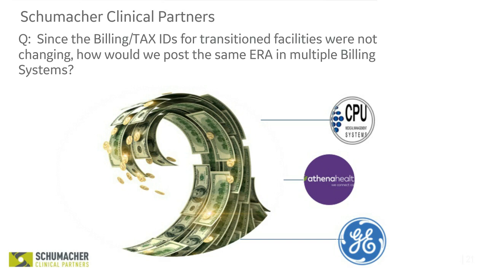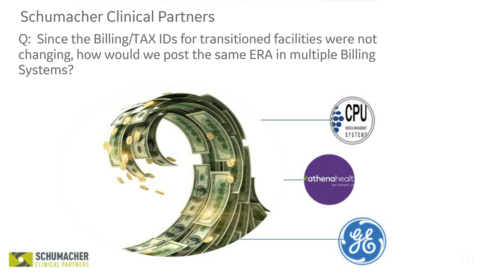And each one of these separate mergers and acquisitions had their own challenges. But the one common theme was that the billing and the tax IDs were not changing. So for anything that was being transitioned, that same tax ID and billing NPIs were being implemented in the Centricity business system. So we had to do a lot of remit splitting.